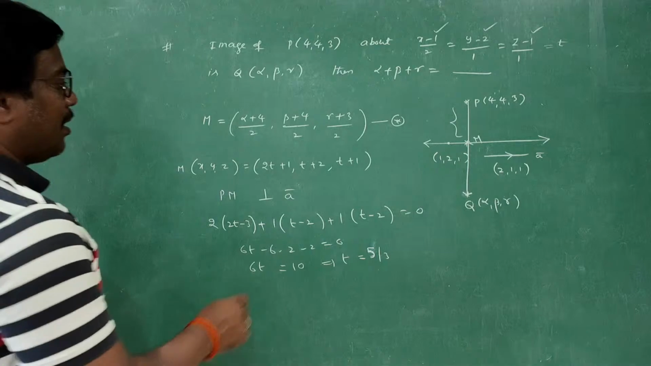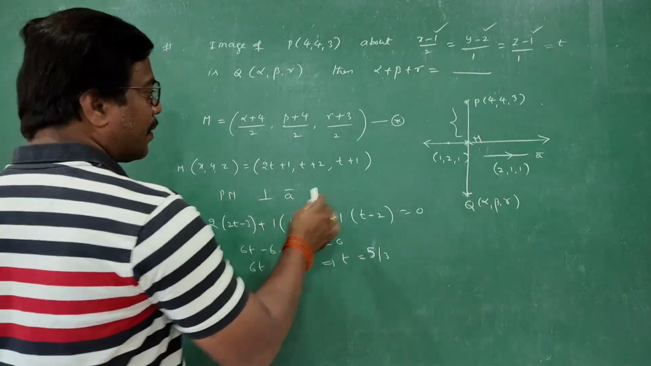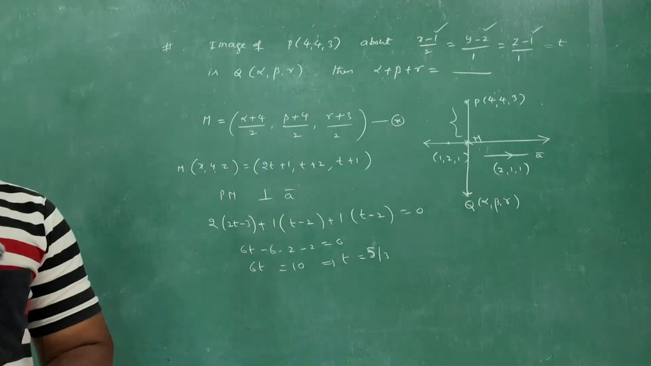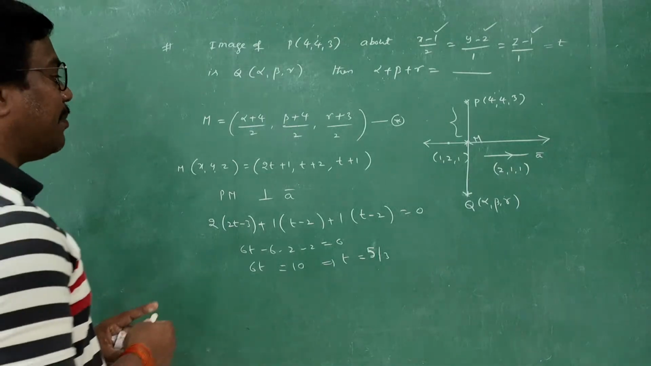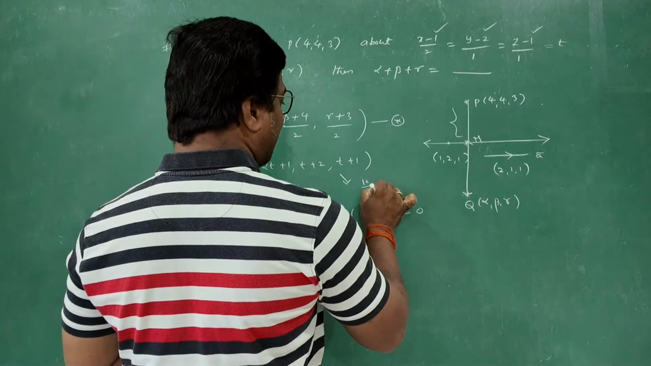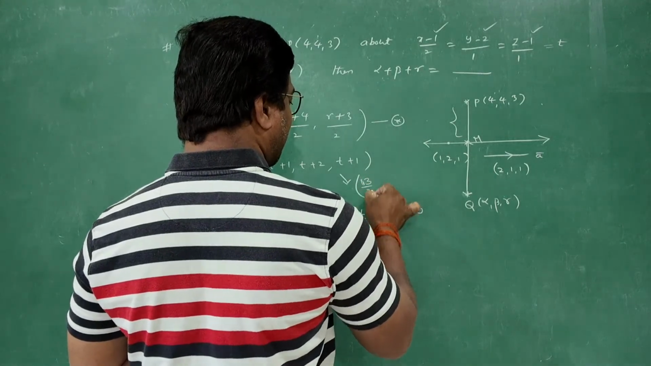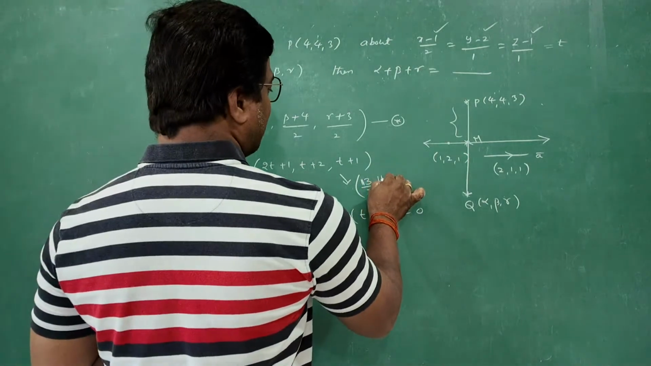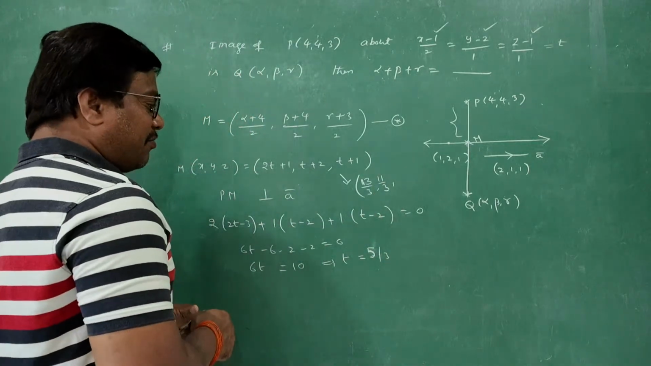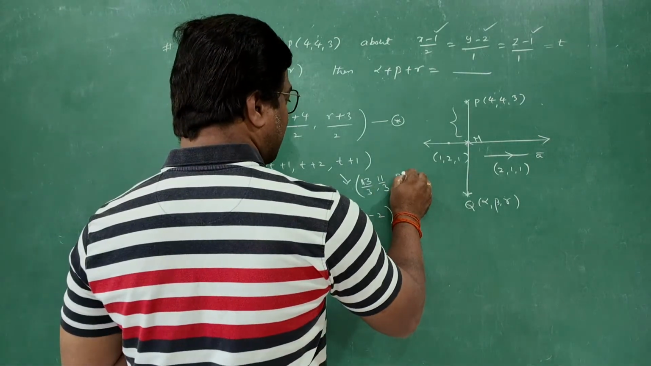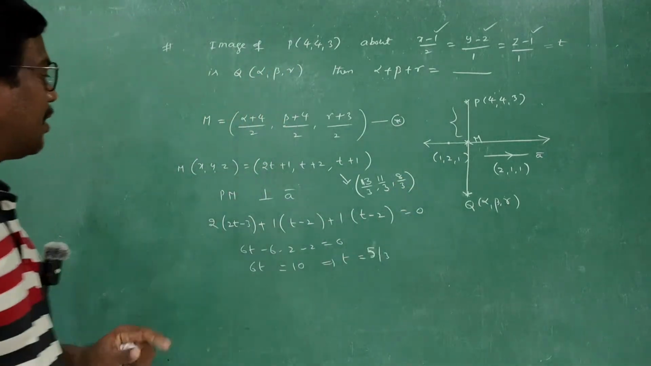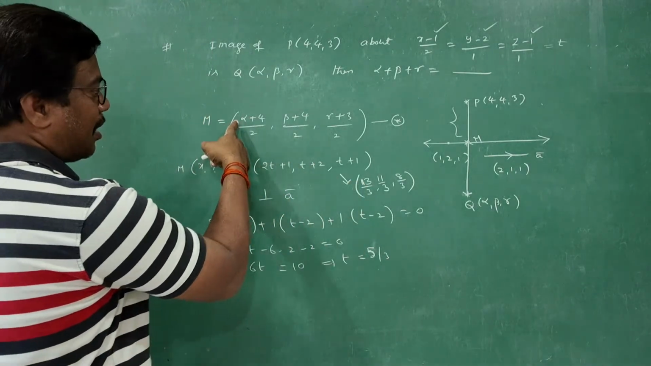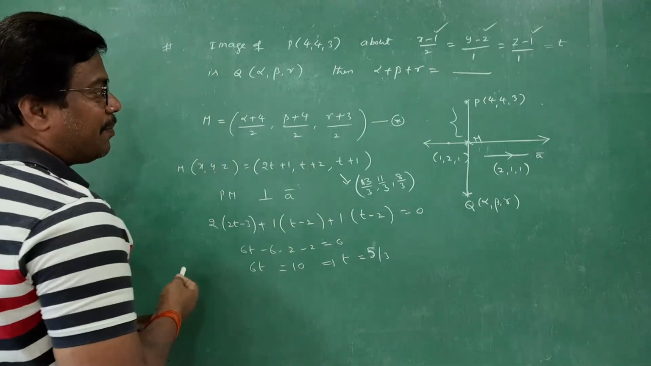Substituting this 5 by 3 here, what we get? Observe. 2 times 5 by 3 plus 1: 2 times 5 by 3 is 10 by 3, plus 1, that is 13 by 3. Next, t plus 2, 5 by 3 plus 2, 11 by 3. Next, t plus 1, 5 by 3 plus 1, that is 8 by 3. These are coordinates of M. Equating with this, these are also coordinates of M. Equating with this, you will get alpha, beta, gamma.